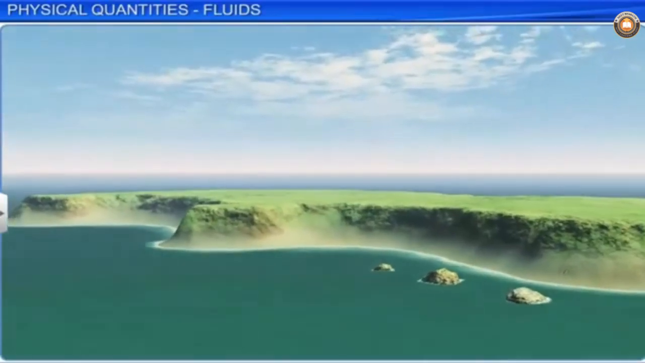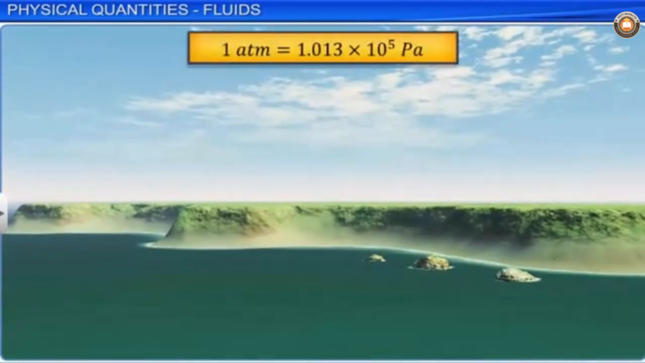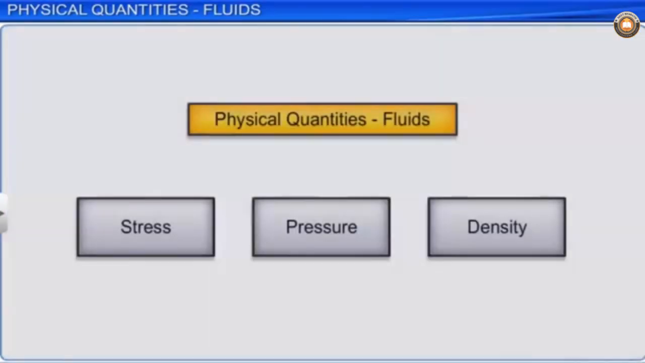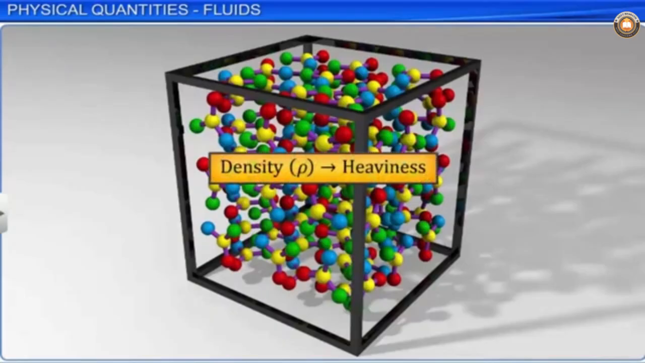Atmosphere is defined as the pressure exerted by the atmosphere at sea level, which is equal to 1.013 multiplied by 10 raised to the power 5 pascals. Another important physical quantity related to fluids is density. Density is represented by the Greek letter rho. Density of a substance gives a fair idea of its heaviness. It is defined as mass per unit volume.